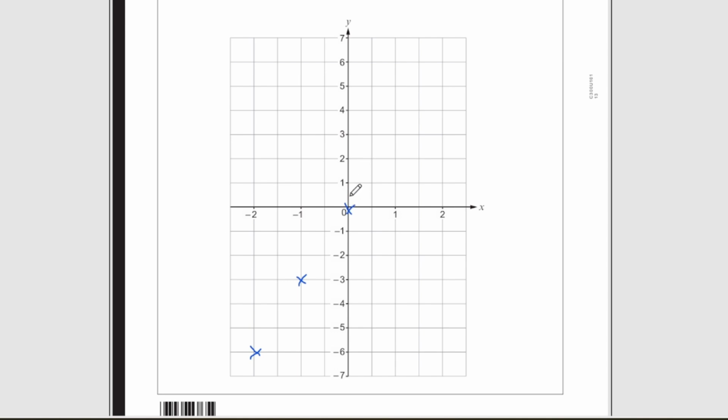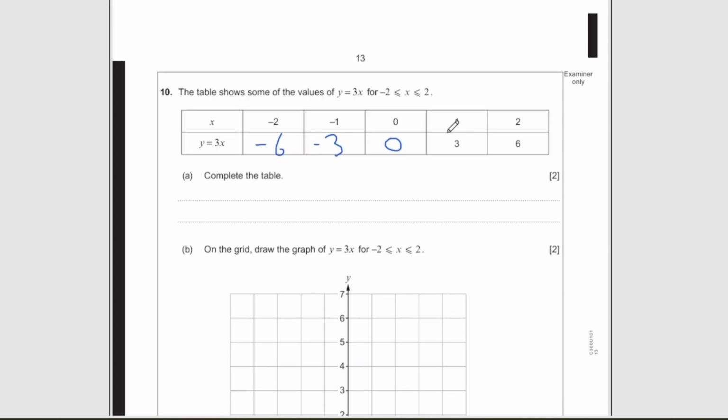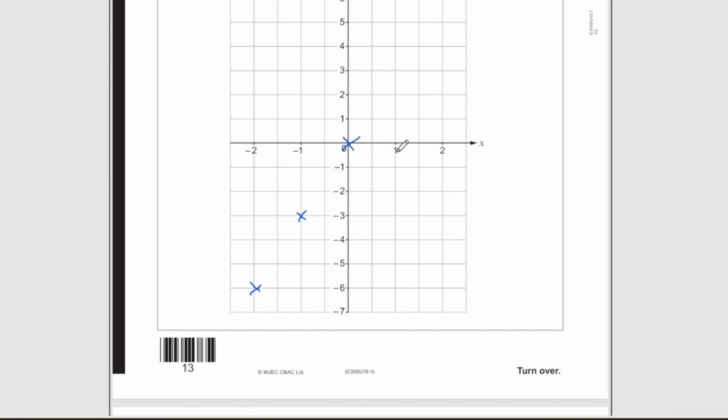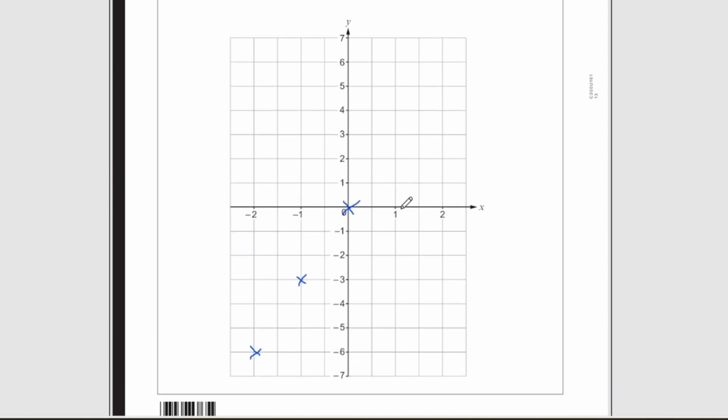It's a bit low down that. Let's just do that one again. It's not perfect. There we go. And then we've got 1, 3 and 2, 6. So along the corridor to 1, up the stairs to 3. And then finally along the corridor to 2 and up the stairs to 6.